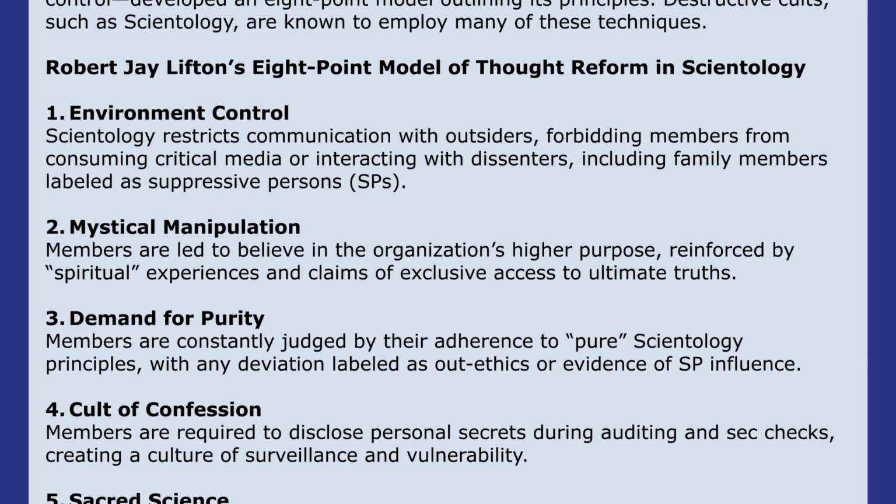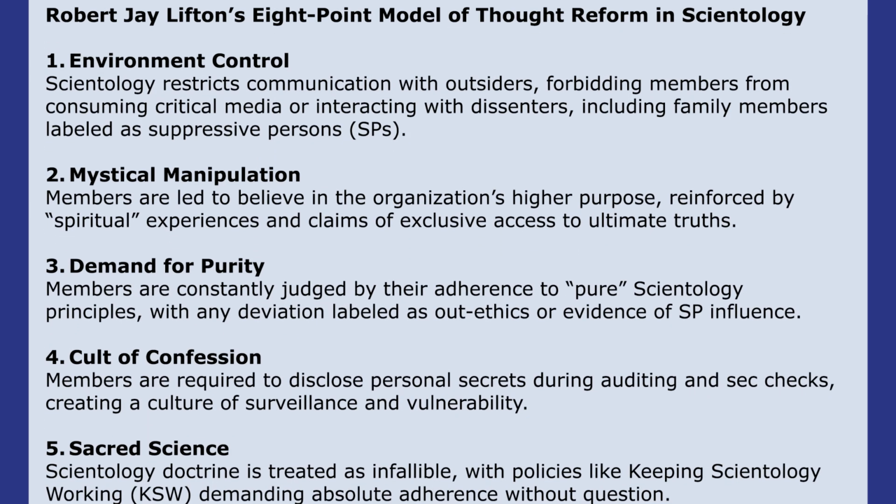Robert J. Lifton's 8-point model of thought reform in Scientology. 1. Environment control. Scientology restricts communication with outsiders, forbidding members from consuming critical media or interacting with dissenters, including family members labeled as suppressive persons, SPs. 2. Mystical manipulation. Members are led to believe in the organization's higher purpose, reinforced by spiritual experiences and claims of exclusive access to ultimate truths.